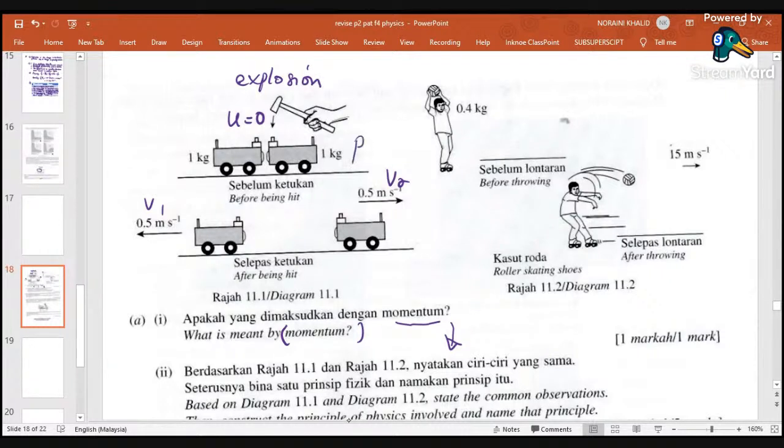Total momentum equals 0. Total momentum before explosion is 0, and total momentum after explosion is also 0. Same thing in this case also. Before the boy throws the balls, both are at rest, so initial velocity is 0. When he throws the ball, he will push backward. Roller skating shoes here. This one also is an explosion concept.